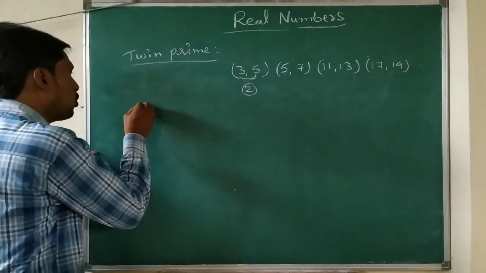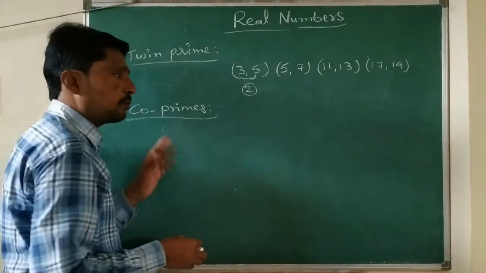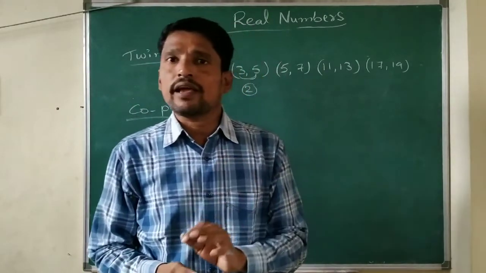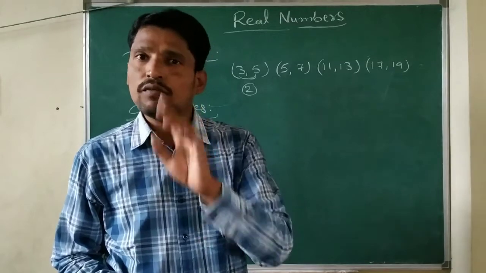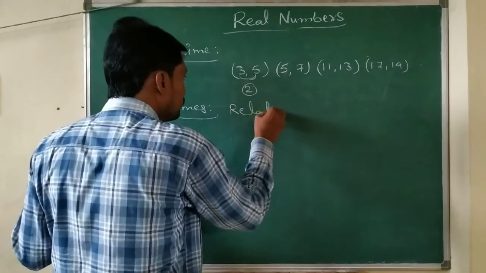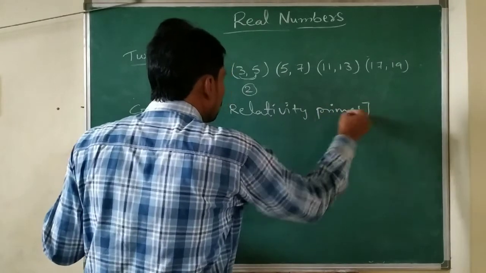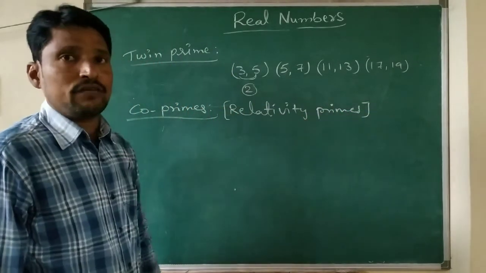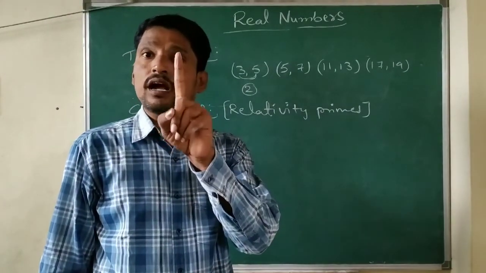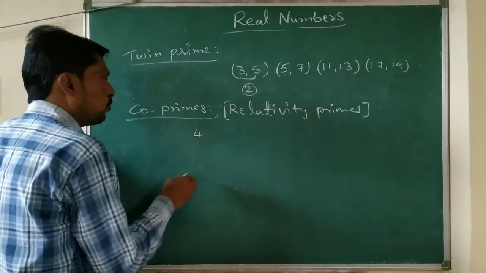Next one, co-prime numbers or co-primes. So what are co-primes? Numbers having only 1 as the common factor are called co-primes or relatively prime numbers. So for example, 4 and 5 you can take.